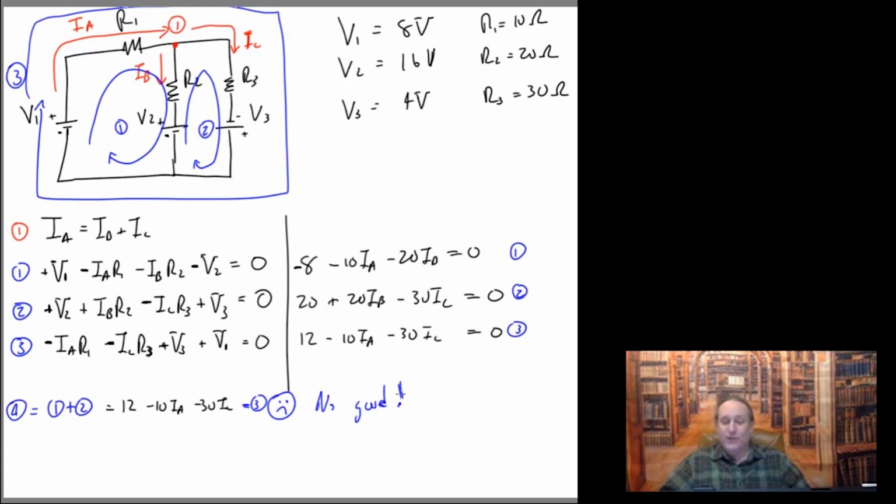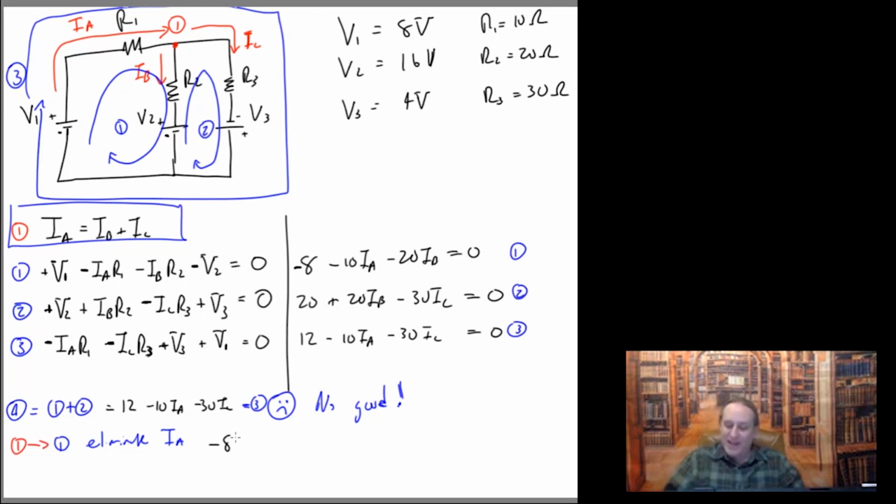So let's take a different strategy. Let's try to eliminate IA by using equation 1 for the junctions. If we do that, we would take equation 1 and substitute it, the red equation 1, into the blue equation 1 to eliminate IA. So what do we get?